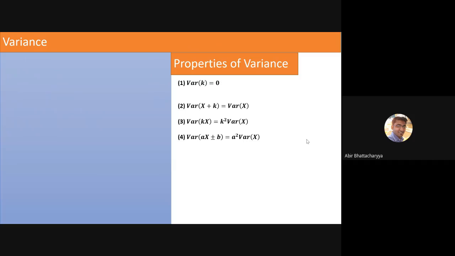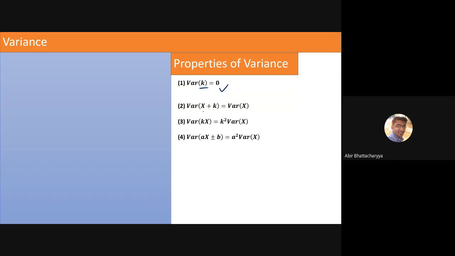Now, variance. Properties of variance. Expectation and variance are very basic tools of any probability distribution or any distribution functions. Depending on these two, expectation and variance, we can construct any difficult probability distribution function. So the variance of k, the variance of any constant, always equals 0.